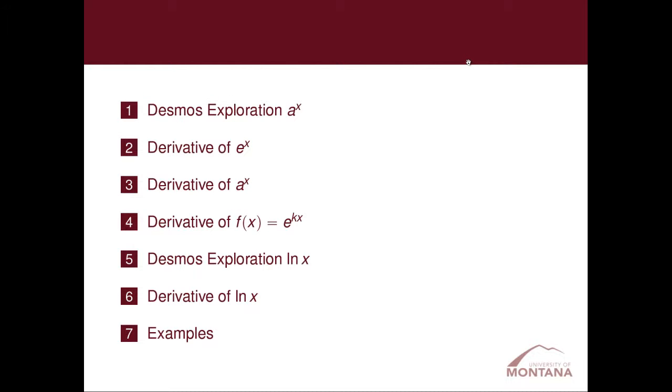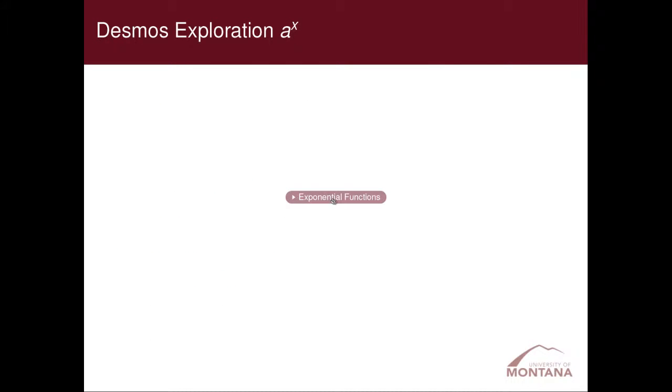So I'd like to do a quick Desmos exploration of a to the x and then talk about the derivative formulas for e to the x and a to the x and e to the kx. And then we'll do another Desmos exploration of ln x, or the natural log of x, and then formalize that in a rule for the derivative. And then we'll go through 4 or 5 examples. So let's get right to it.